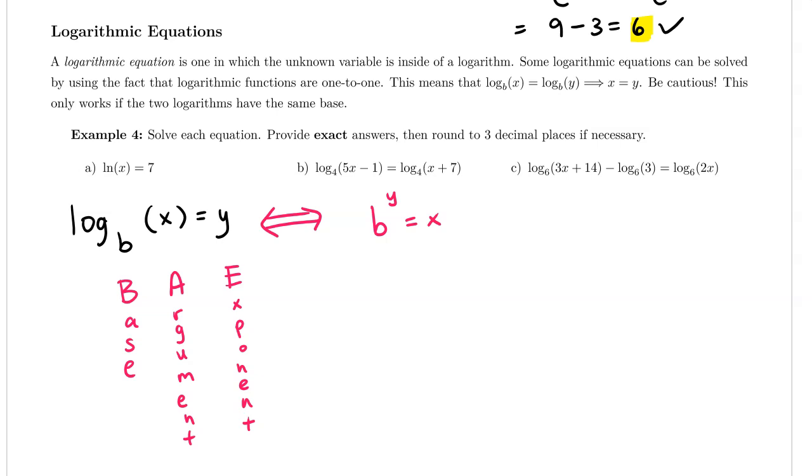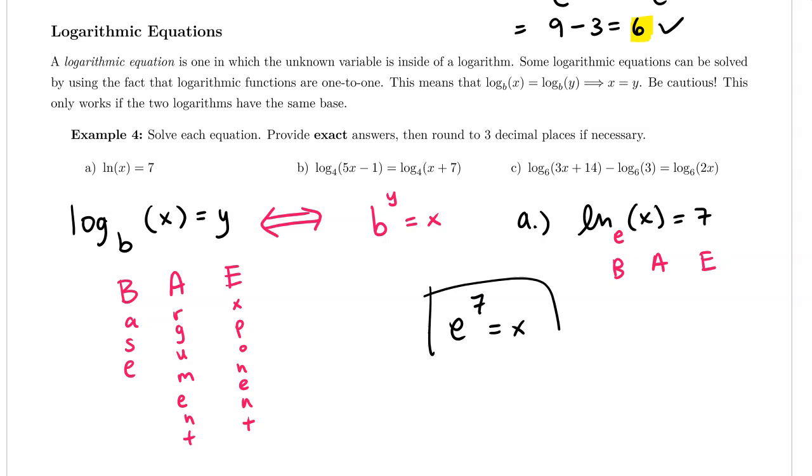And so "bae" is just a way to rewrite this in exponential form. We can apply this to part A, where we have the natural log of x is equal to 7. And remember, if we have the natural log, there is an assumed base e there. So b-a-e, and we can say that we have e to the power of 7 is equal to x, and this would be our final answer.